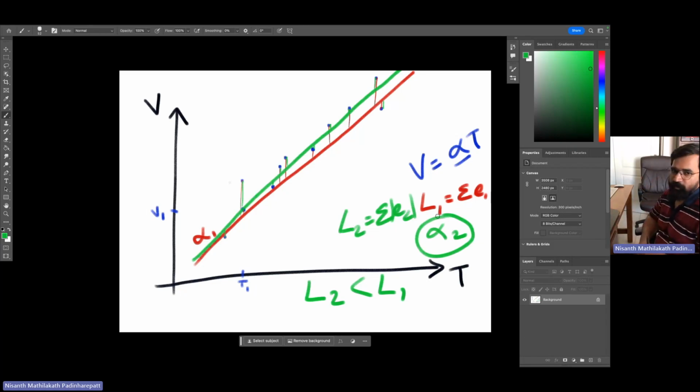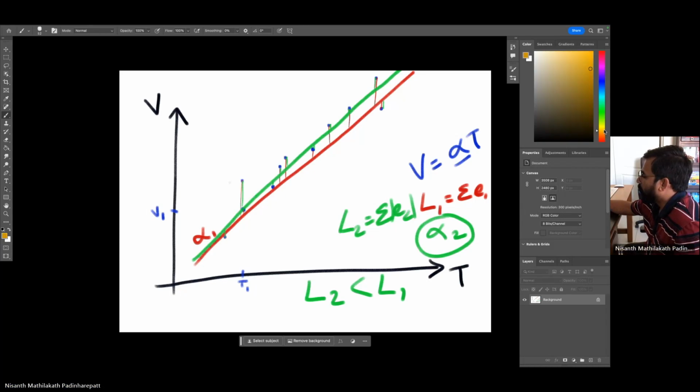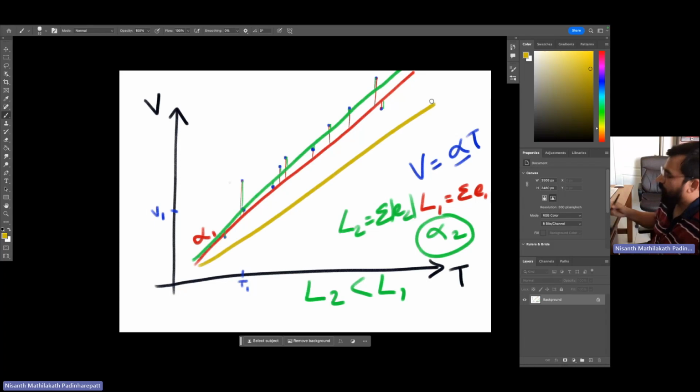So we say that alpha 2 is a better guess. If we really had no idea where to draw the line, we could have started somewhere like here also, something like this. Then the error would have been very high. Then we went to the red line, then we went to the green line. So finally, the green line is a good guess for the model, and we got an optimal parameter alpha 2.